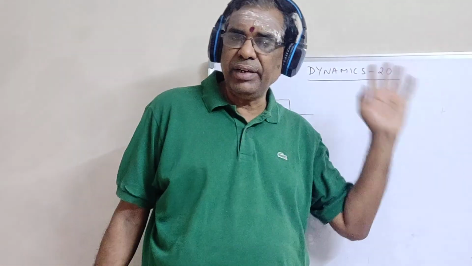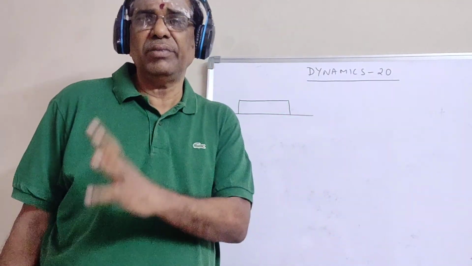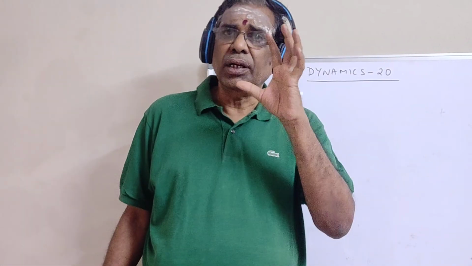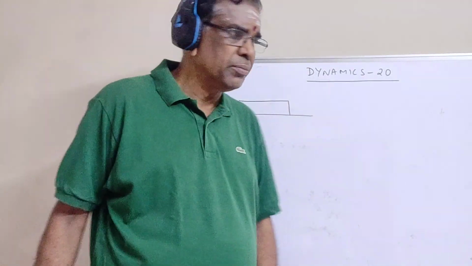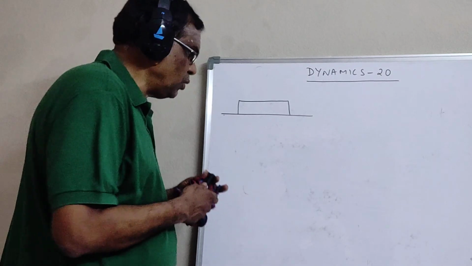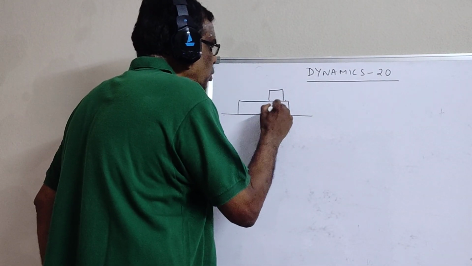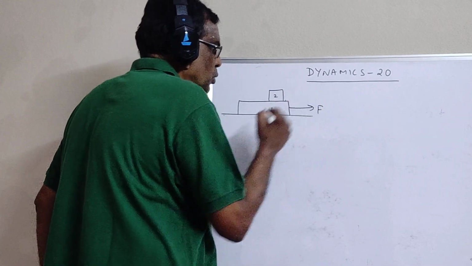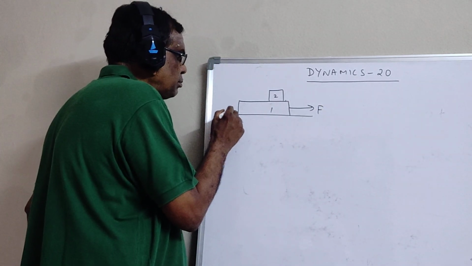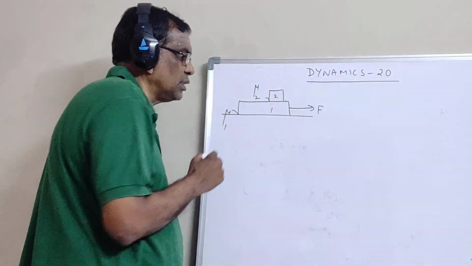Let me dive straight in to Dynamics 20. This is a continuation of what I started last time: the frictional cases when you have two bodies. In fact, this is probably what I tried to give you, that there is a force applied here. There is friction there, there is friction there.